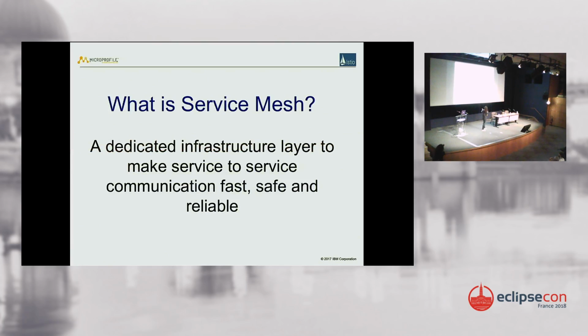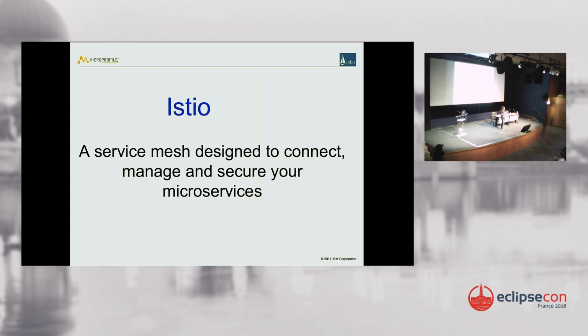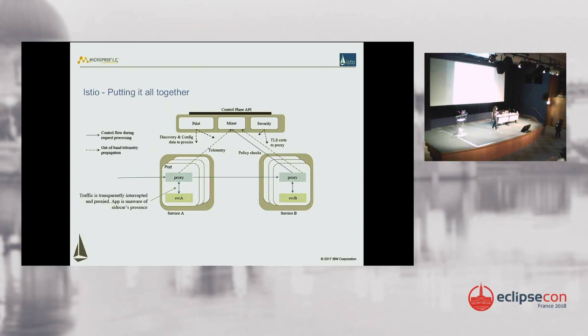So what is a service mesh? Istio is a kind of service mesh. It looks at the server-to-server communications. Make sure the communication is fast and safe and reliable. And what does the service mesh do? Actually, it provides a quality service, like making sure that the service communication is resilient and secure, and also there's policy enforcement. Istio is a good example of the service mesh. It is designed to connect, manage, and secure your microservices. And this year, there will be an Istio 1.0 release.